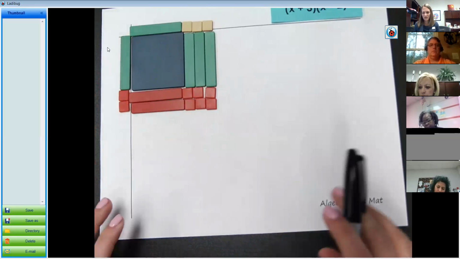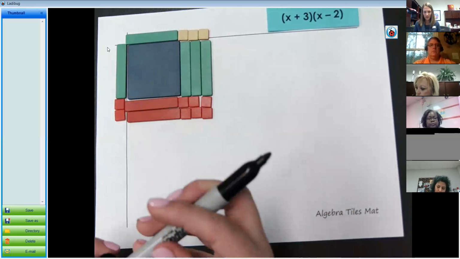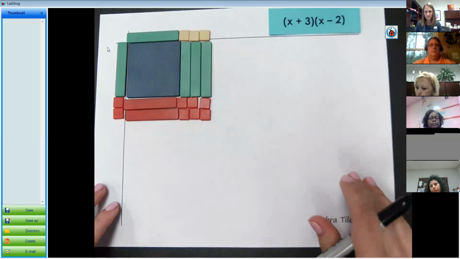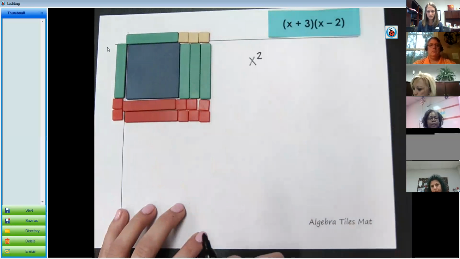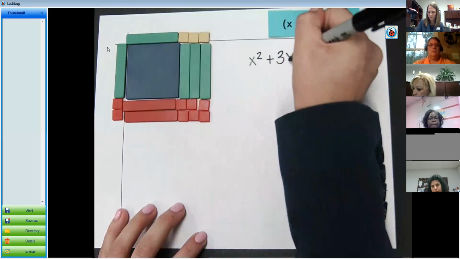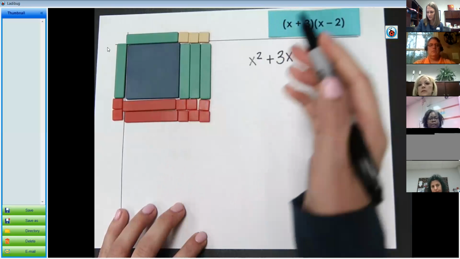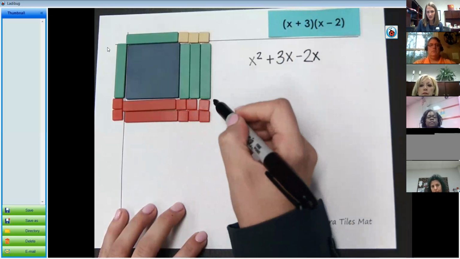All right, so at this point then we're ready to take our visual and mathematically represent it. So what do we have? We have x squared. We have 3 positive x's. We have 2 negative x's, and then we have a negative 6.